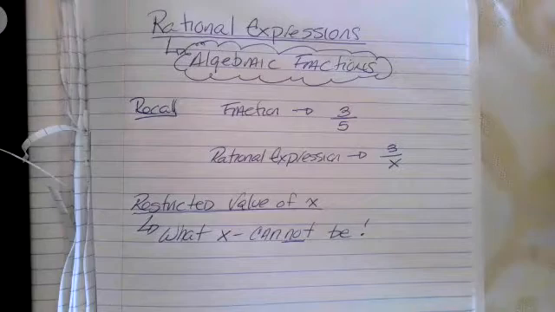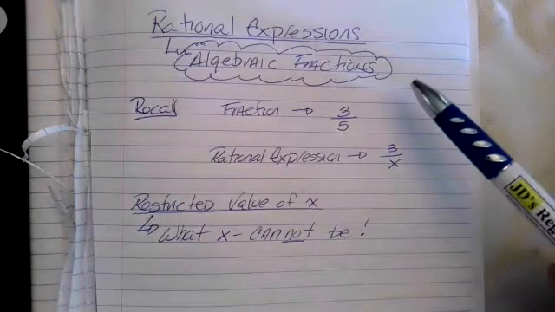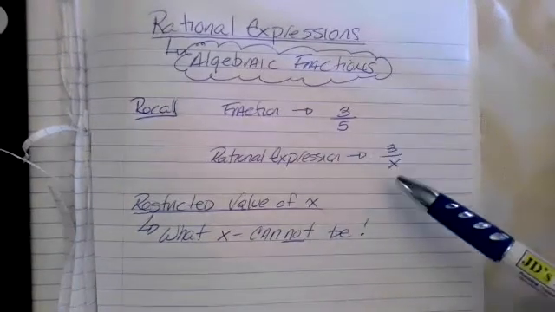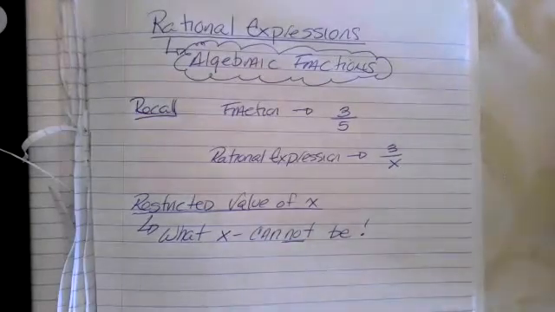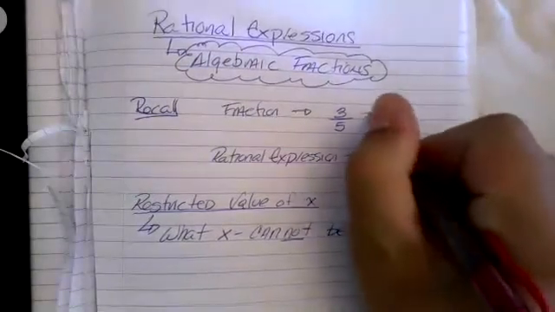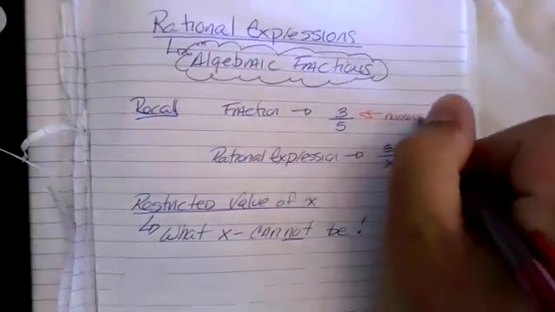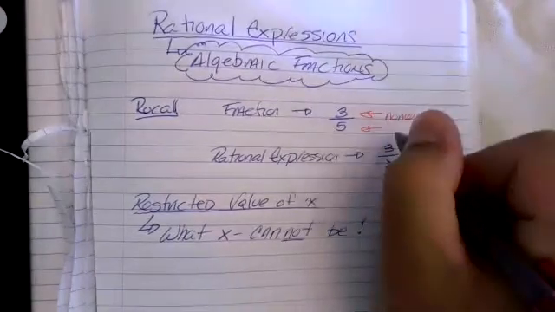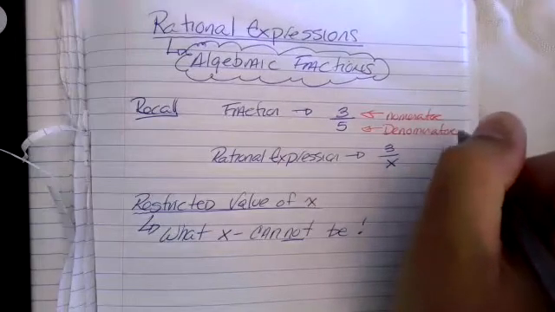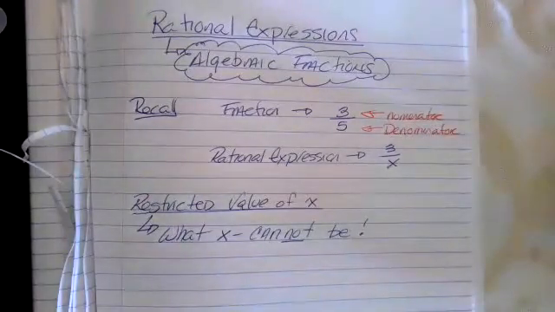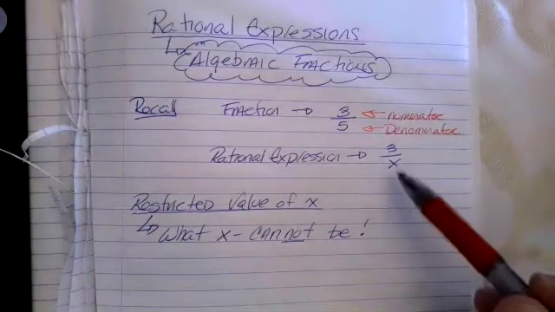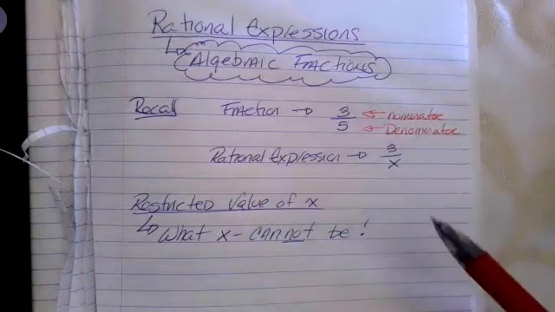All right, rational expressions. Rational expressions are just algebraic fractions. So they're fractions, but they have letters in them. So just like with regular fractions, you have a numerator and a denominator. Numerator's on top, denominator's on the bottom. Rational expressions are going to have letters and numbers. They're going to be algebraic.